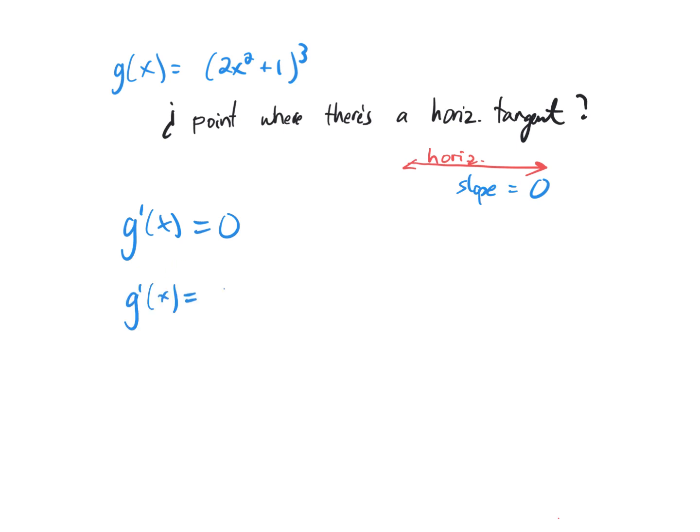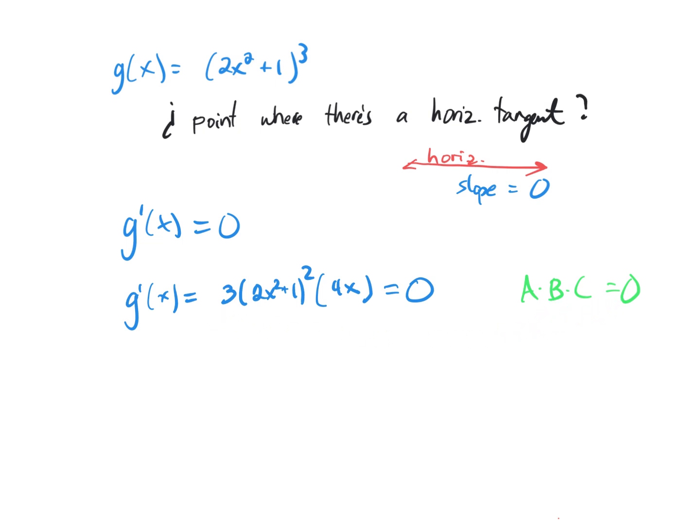We'll use the power rule and the chain rule. 3 times the inside function to the second power multiplied by the derivative of the inside function. Set that equal to 0. And you remember the zero product property. If you have a product of factors and the product is 0, any one of these factors might be 0, but there has to be one of them that's 0. Either A is 0, or B is 0, or C has to be 0 for the product to be 0.